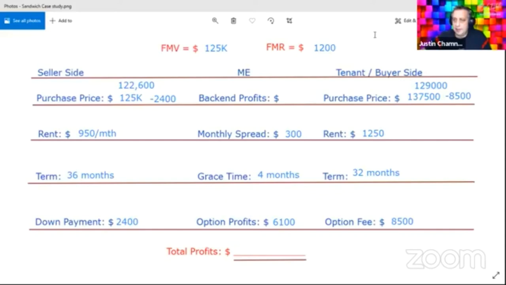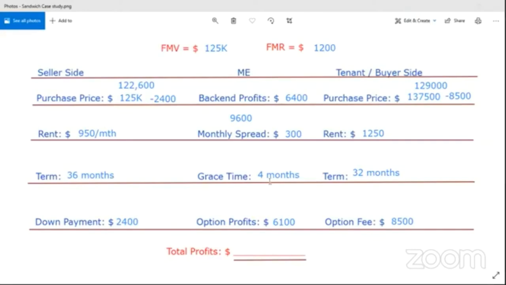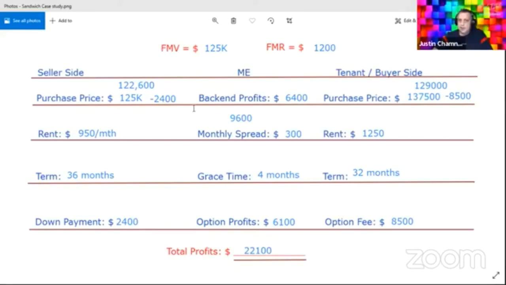Okay. That leaves me. So what's my total profits down here, guys? Somebody with a calculator, tell me what they are. You got to do the monthly rent spread. What's 300 times 32? Let's do that. 300 times 32, 9,600. Okay. So what's 6,400 plus 9,600 plus 6,100? 22,100.